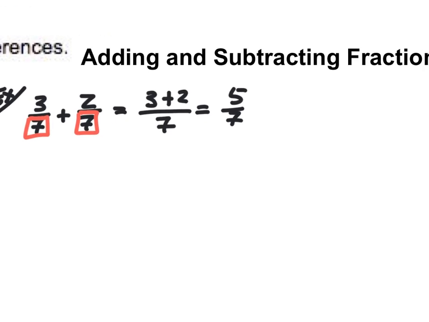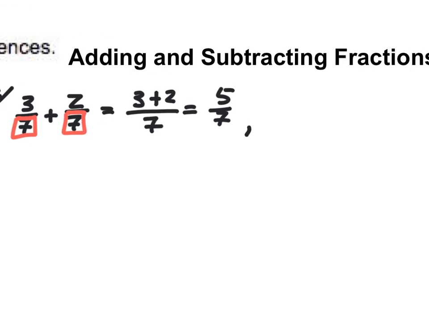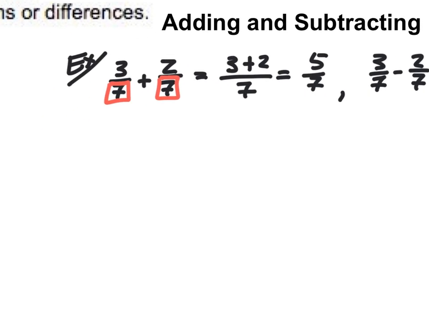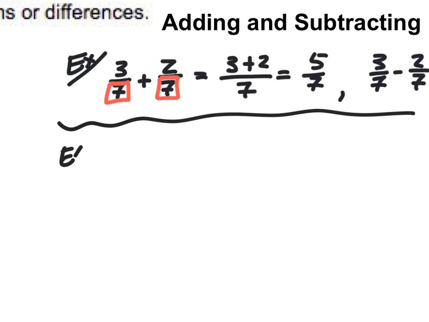Okay, same thing would work if you were subtracting those two numbers, 3/7 minus 2/7. That's just taking your numerators and subtracting them all over your common denominator, and that's just going to give you 1/7, okay?